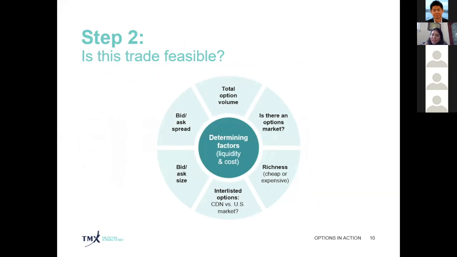The determining factors would include, first, you want to decide, well, do I want to trade this option on the Canadian or the US market? Then you want to look at the actual options market, what's the option chain available, evaluate the bid-ask spread and size, look at the trading volume on the option side, and then finally analyze the richness of the option.